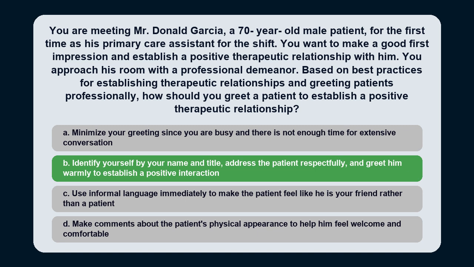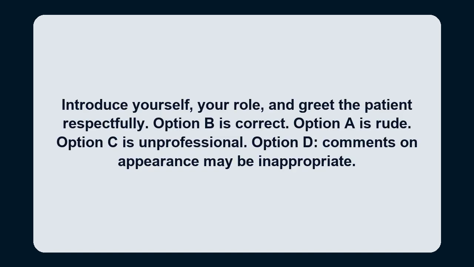The answer is B. Introduce yourself, your role, and greet the patient respectfully. Option B is correct. Option A is rude. Option C is unprofessional. Option D: comments on appearance may be inappropriate.